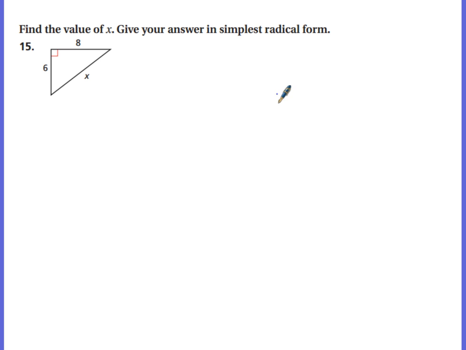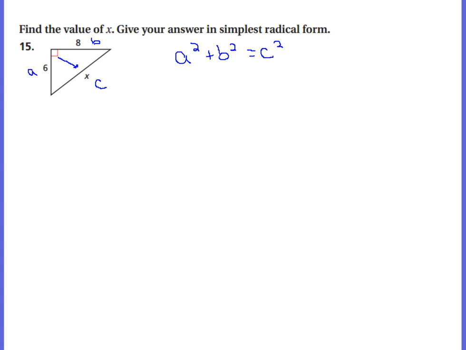So, okay, find the value of x. Give your answer in the simplest radical form. That's where we simplify our radicals. Okay, so the side that's across from the right angle, that's your C side. So then the other sides can be your A side and your B side. Doesn't matter which one's A and which one's B. So your formula is A squared plus B squared equals C squared.